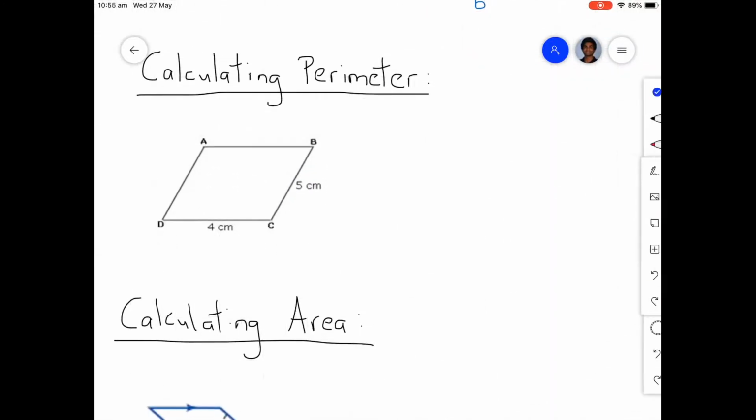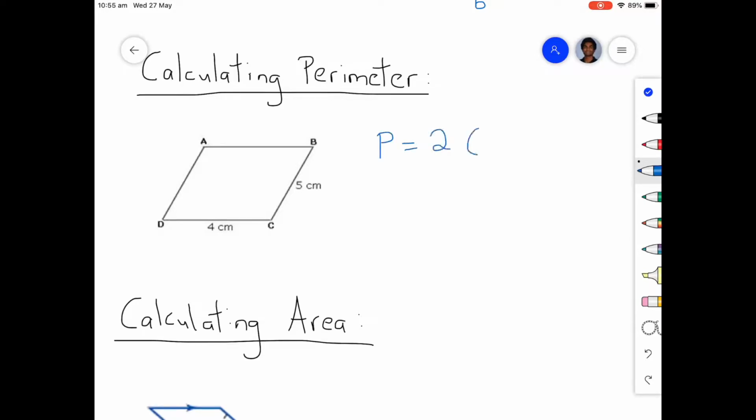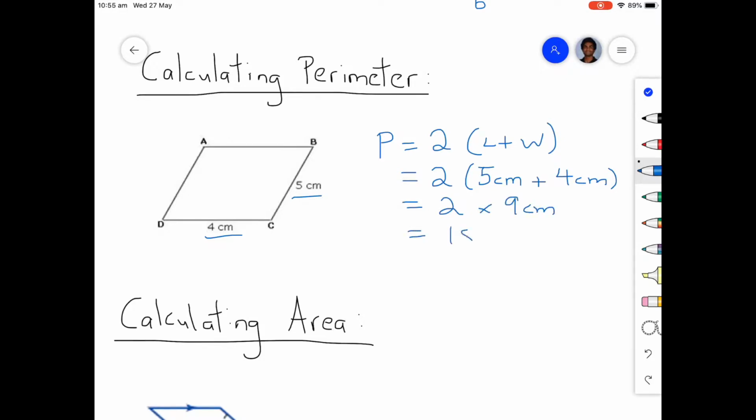Okay, now let's work through this first example, calculating the perimeter of a parallelogram. Now remembering our formula, our perimeter equals 2 times (the length plus the width). So looking at our shape, our longest side, so our length, is 5 centimeters, plus our width, which is 4 centimeters. Now simplifying our brackets, we'll end up with 2 times 9 centimeters, which is 18 centimeters. So the perimeter of that parallelogram is 18 centimeters.